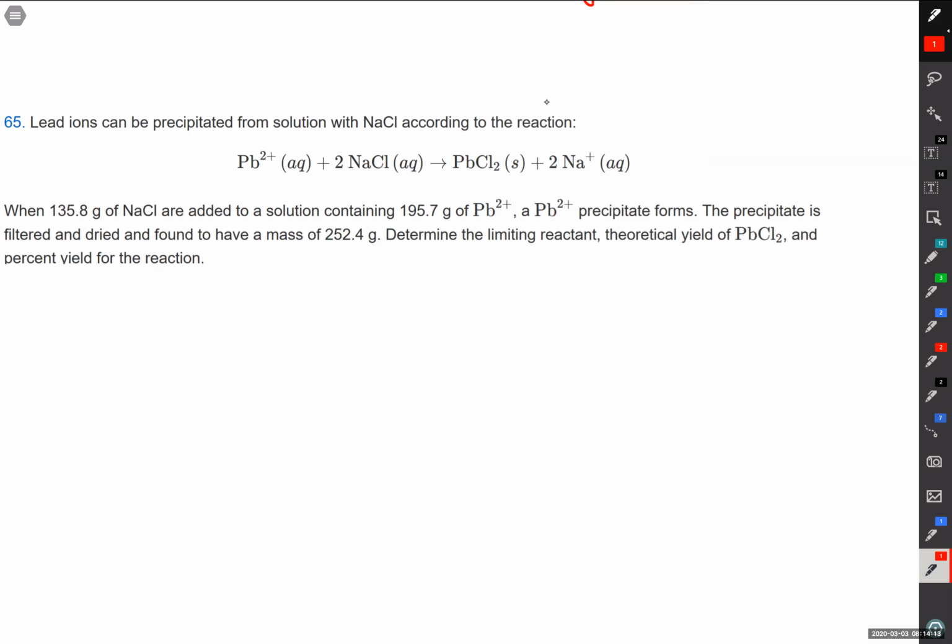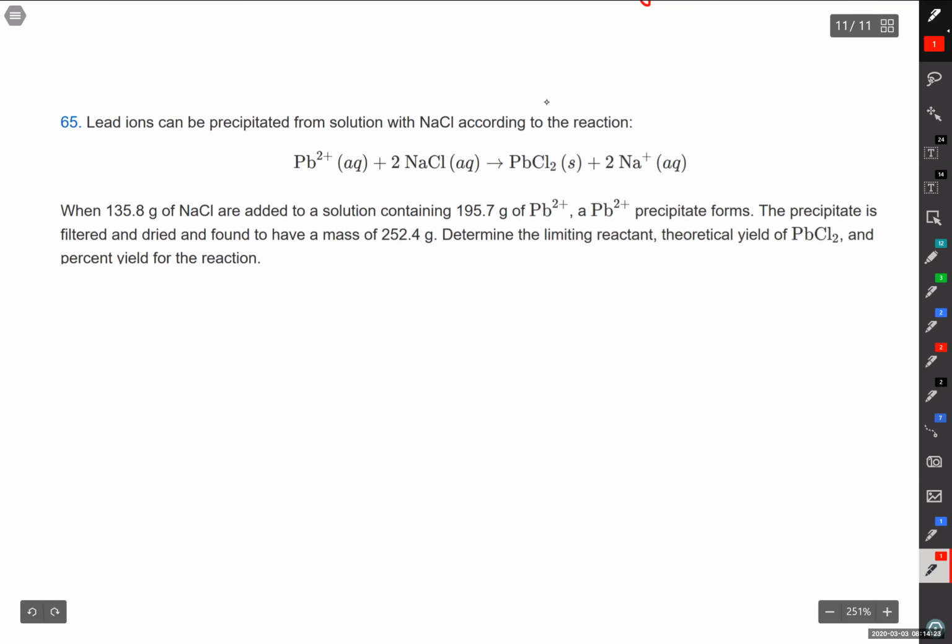So it says lead ions can be precipitated from a solution with sodium chloride according to the reaction. That's the reaction. When 135.8 grams of sodium chloride are added to a solution containing that many grams of lead, a lead precipitate forms. That's the PbCl2 solid. The precipitate is filtered and dried and found to have a mass of that. Determine the limiting reactant, theoretical yield, and percent yield for the reaction.